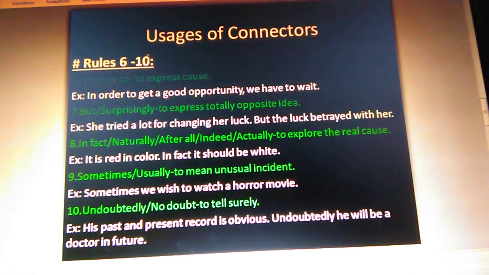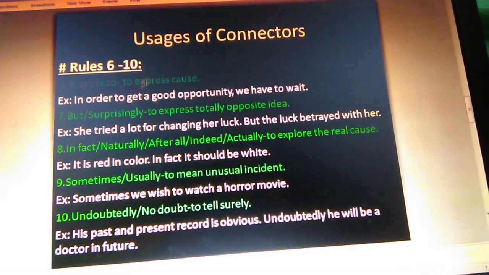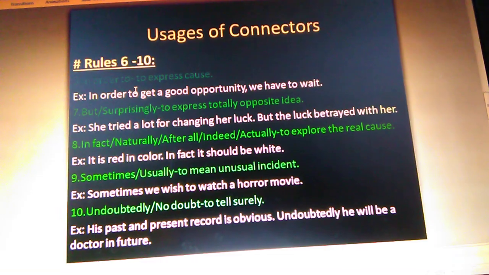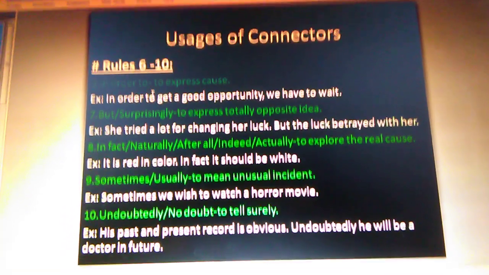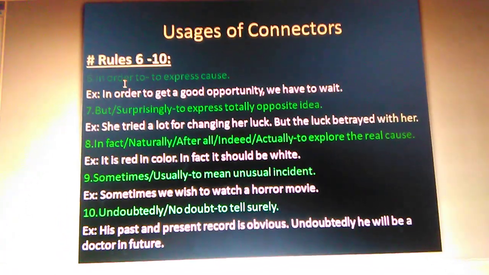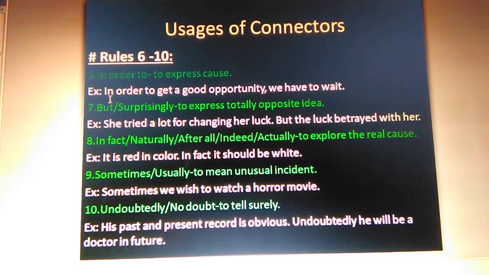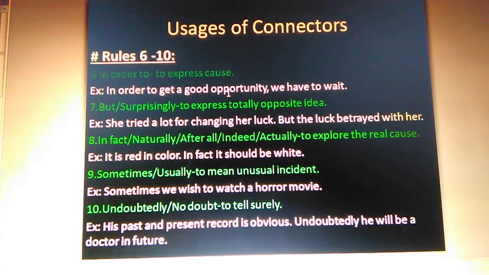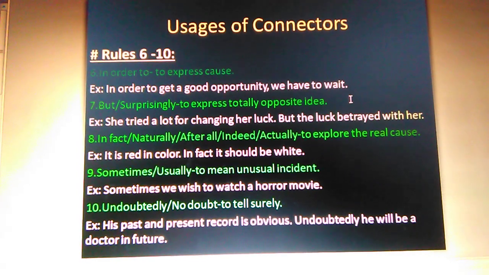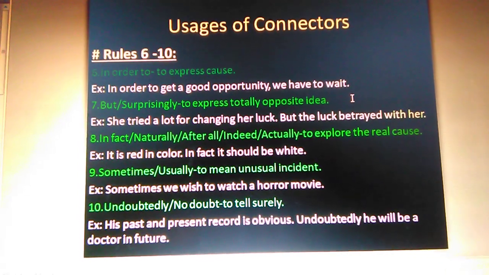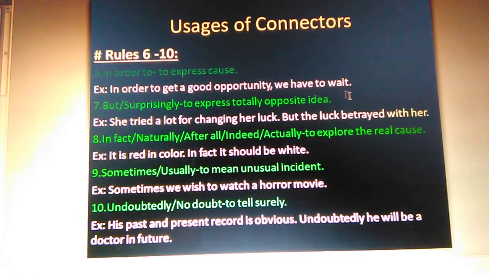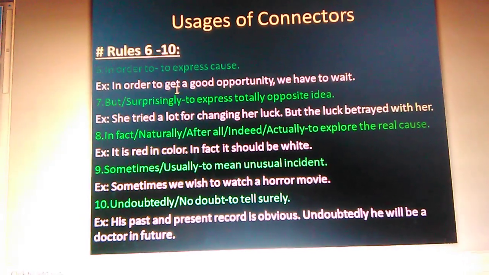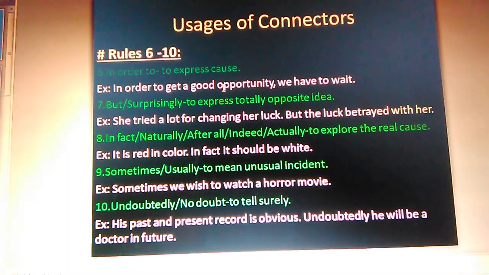Next, go for uses of other connectors. In order to, this connector is used to express causes. If you want to express the causes, then you must use this connector. For example, in order to get a good opportunity, we have to wait. Why do we have to wait? In order to get a good opportunity. So I'm going to express the cause. That is why I use in order to.